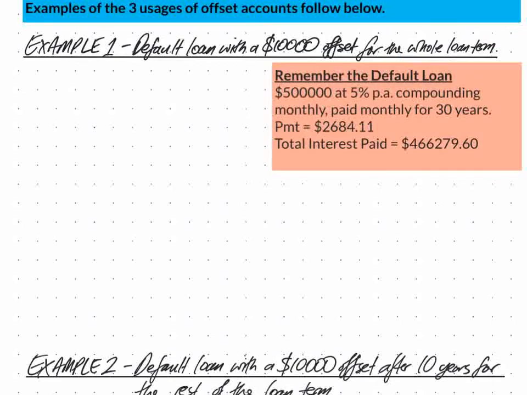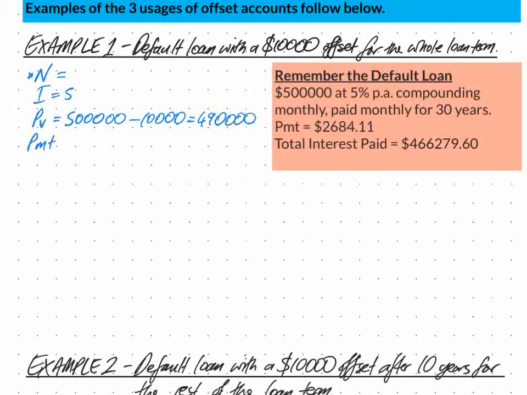So remember this, you set up your payments for the default loan, but you find N, because you're paying off a smaller debt since it's been offset for the whole time. So you're solving for N. The interest rate remains the same. PV was originally, by default, 500 grand, but I'm offsetting it by 10,000 for the whole loan term. So the actual debt for the whole loan term is going to be 490,000.